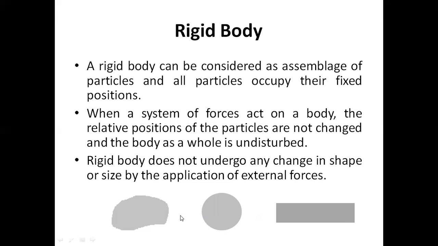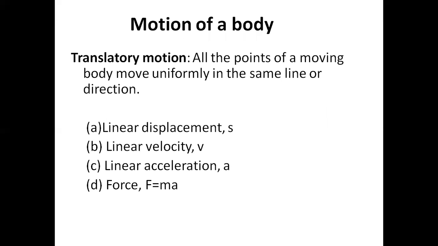These are the figures which represent rigid bodies. This is a rigid body having an irregular shape. These are rigid bodies having regular shapes. When is a body said to be in motion? Whenever there is a displacement in the position of the body, we say that the body is in motion. That motion of the body may be a translatory motion or a rotatory motion.